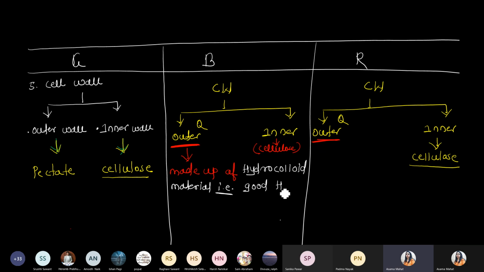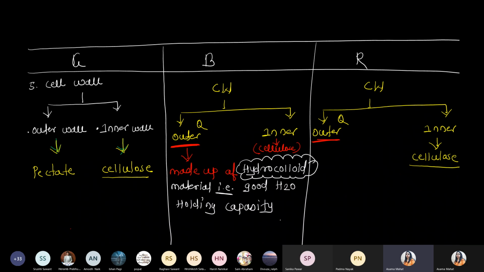That is good water holding capacity. Got it? So we are taking one point, that this material is called hydrocolloid material. What is the meaning of hydrocolloid? Definitely we are talking about a material having good water holding capacity.